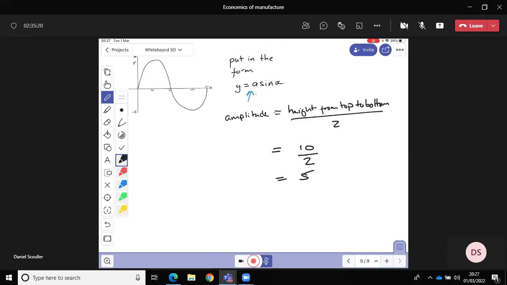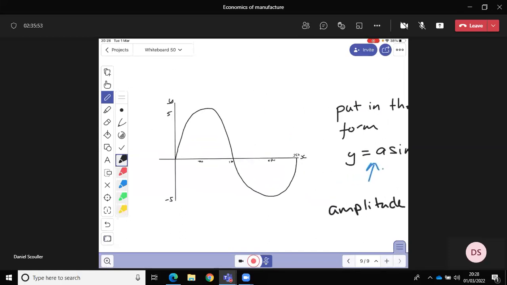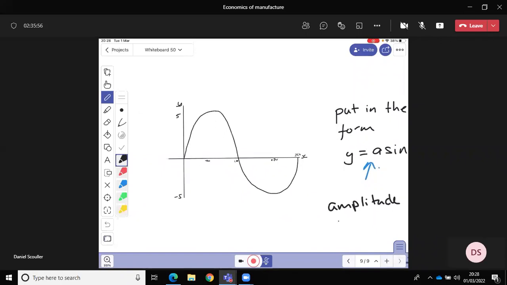Now, you should have been able to pick that straight off in this example, but as you know, the examples are going to get a wee bit harder. So that's the technique you would use: height from top to bottom, then divide that by 2 to get your amplitude. So in this case, putting the form y equals a sine x, you're looking for that missing a value. That graph hasn't been changed in any other way.